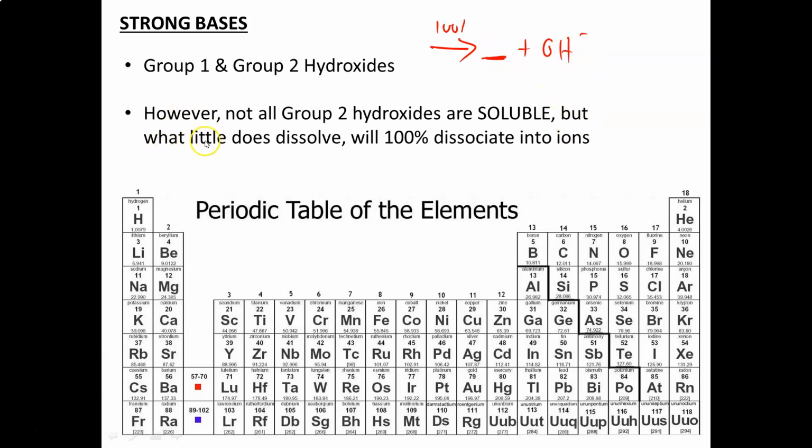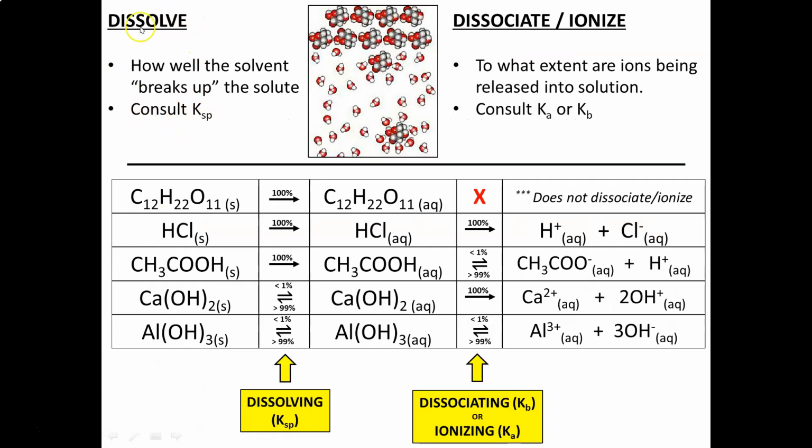Now, the only trick to all of this is that some group 2 hydroxides are insoluble. So what it means is that although they are strong bases, some of these group 2 hydroxides don't dissolve well in water. So what I mean is, when you dissolve something, it describes how well the solvent breaks up the solute. You would consult your Ksp values to see how well it dissolves. Let's take a look at sugar, for instance. Sugar dissolves very well. It will go from a solid into an aqueous solution pretty easily.